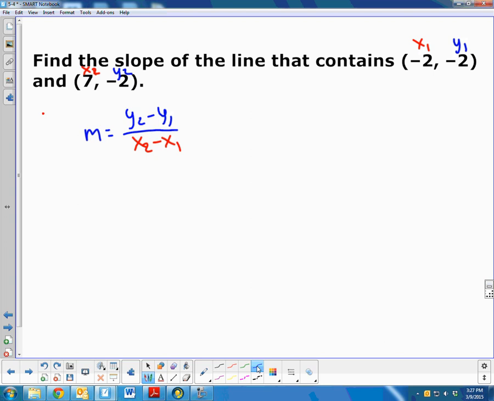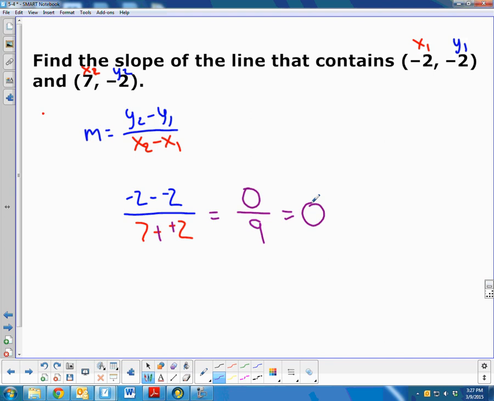Okay, so the formula says we do y2 minus y1. So negative 2 minus negative 2. x2 minus x1. So 7 minus negative 2. All right, we do the math. Negative 2 minus negative 2. If I subtract anything from itself, I always get 0. 5 minus 5, 8 minus 8, negative 2 minus negative 2, it's always 0. 7 minus negative 2, well, I'm taking away a negative, which is like adding, and so I end up with 9. 0 divided by 9, the slope is 0.